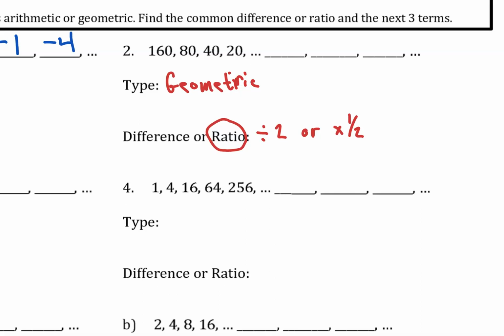So if we keep dividing by 2, 20 divided by 2 is 10. 10 divided by 2 is 5. 5 divided by 2 is 5 over 2. That would be the solution to this one.